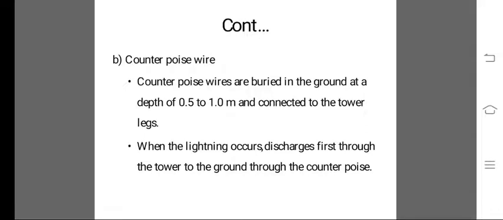Counterpoise wire. Counterpoise wires are buried in the ground at a depth of 0.2 to 1 meter, running parallel to the transmission line conductors and connected to the tower legs. When the lightning stroke occurs, it discharges through the tower to the ground and discharges through the counterpoise.